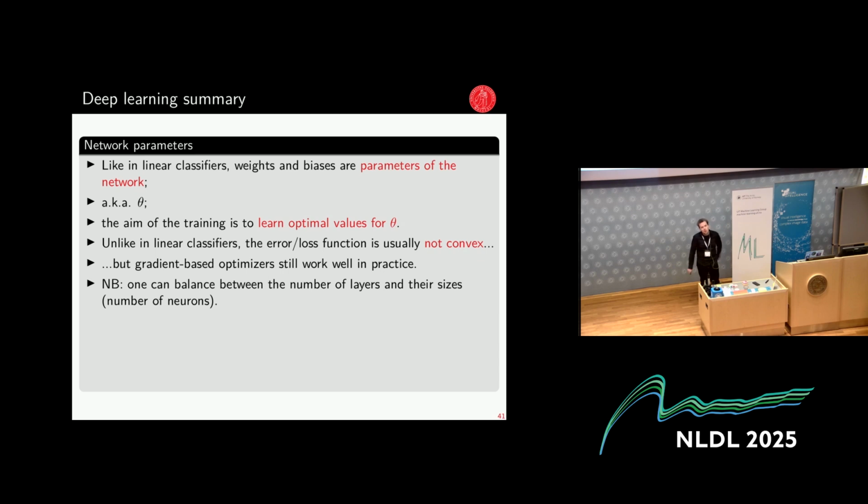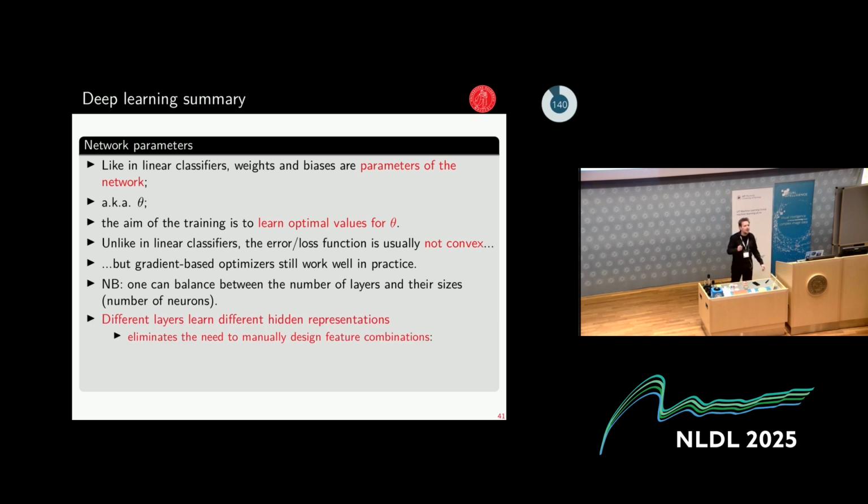And yeah, of course, if you are training your own artificial neural network model, you can try to balance between the width and the depth of the network. So try to balance between the number of layers and the size of each layer. Right? So sometimes these decisions can be very crucial. Yeah, and it has been shown a long time ago that different layers learn different hidden representations. And yeah, this sort of eliminates the need to manually design feature combinations.